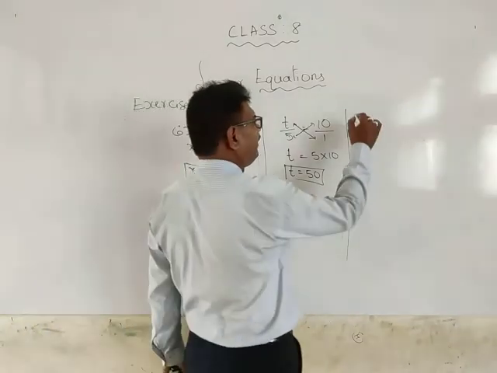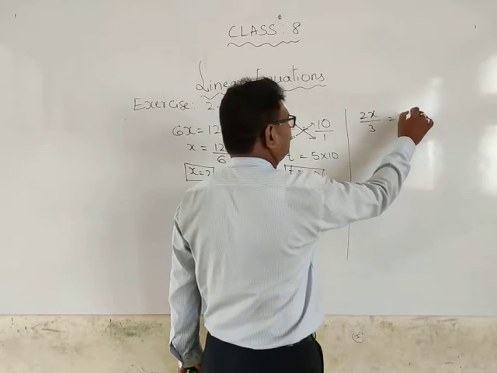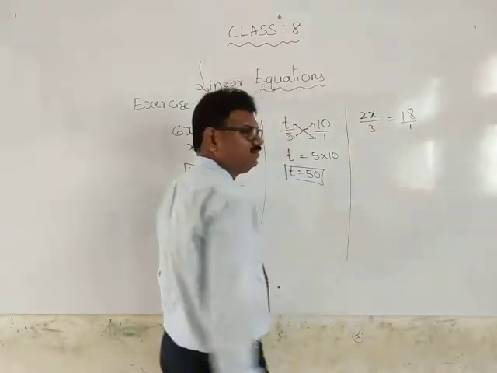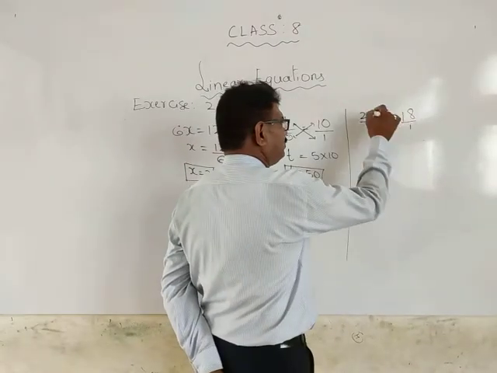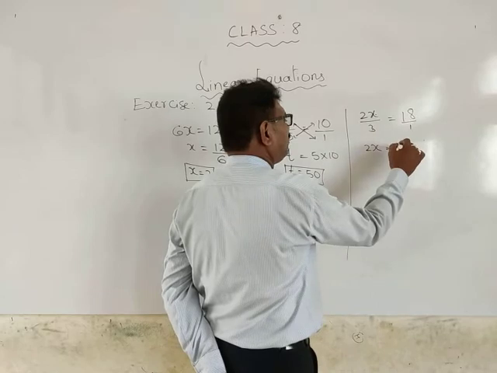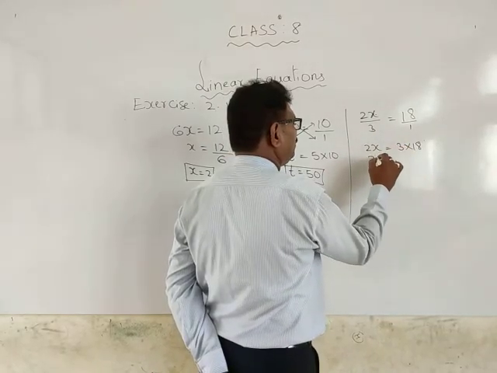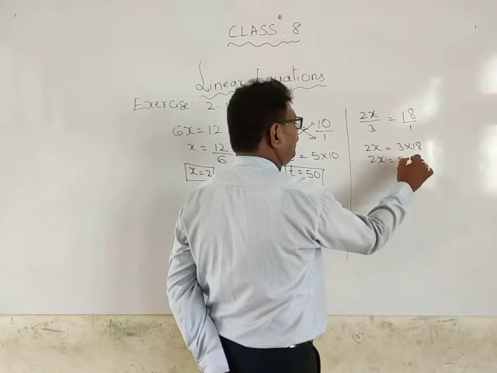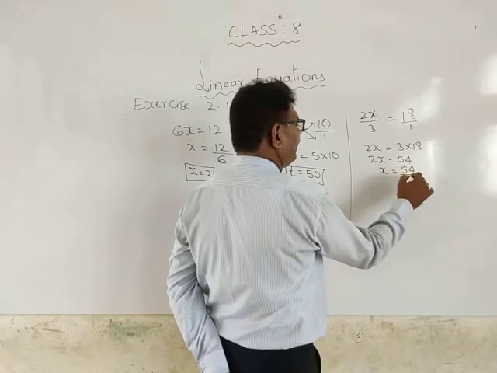2x by 3 is equal to 18 by 1. Same problem. Now again, cross multiplication. 2x into 1 is 2x is equal to 3 into 18. 3 into 18, 2x equal to 54. x equal to 54 divided by 2.